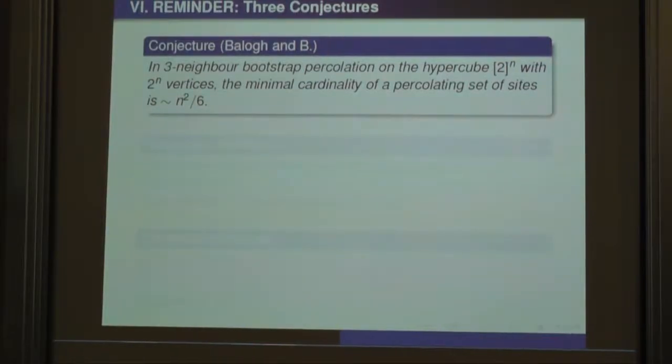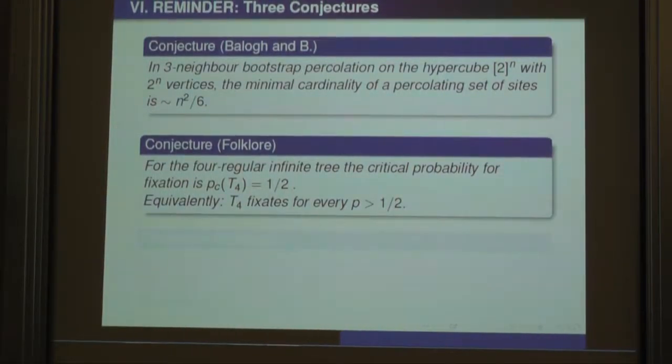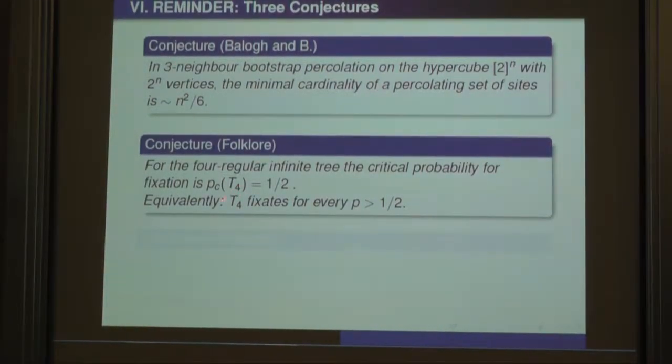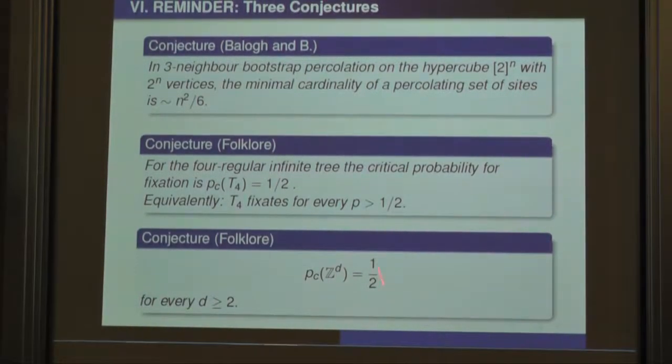Okay, now let me just remind you of these 3 conjectures. So the first was the 3-neighbor bootstrap percolation on the cubes. What can you say about the minimum number of percolating sites? And let's say the fixation of T4, the 4-regular tree, the 4-regular Bethe lattice, and the other Wolcroft conjecture that on Z^d it's 1/2 for every value. Now that has taken me to the end of the first half of my talk.